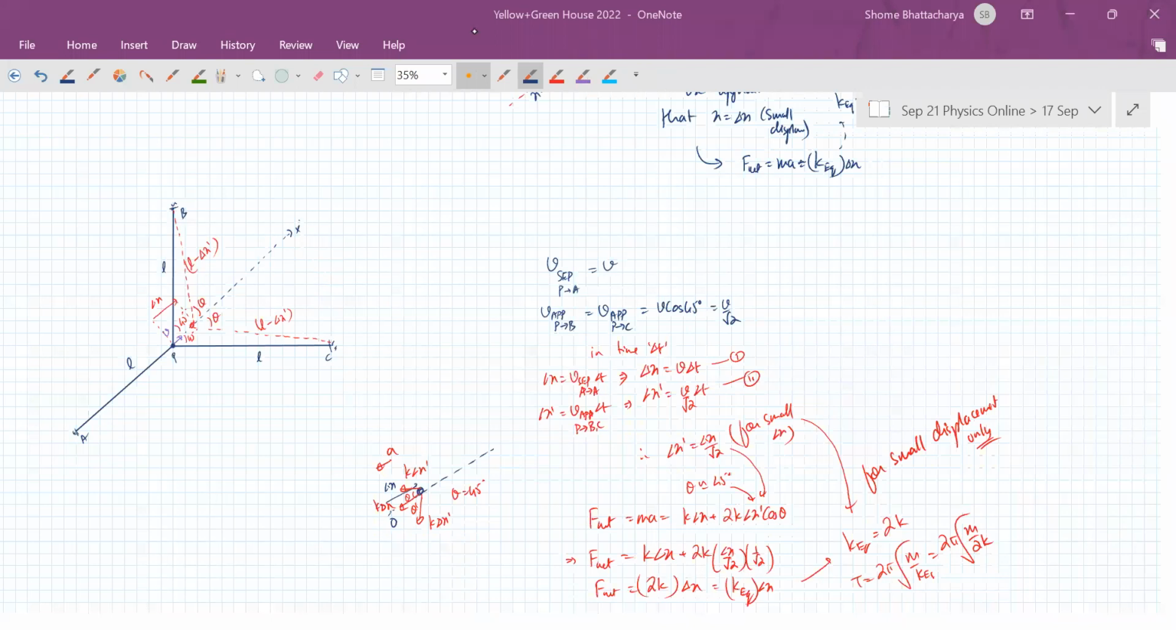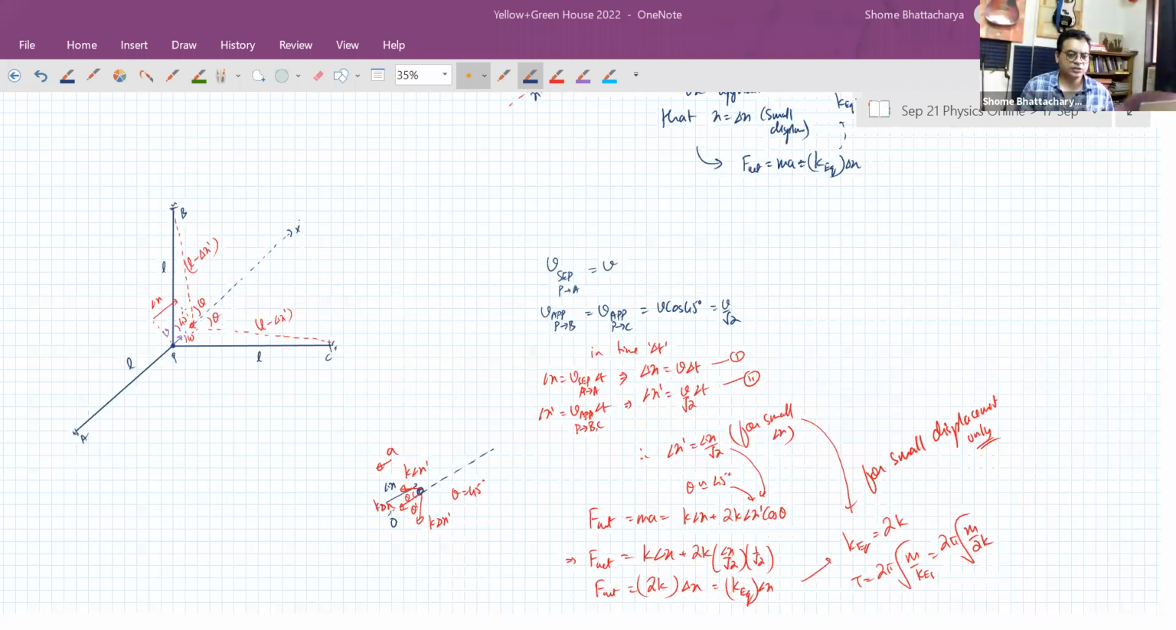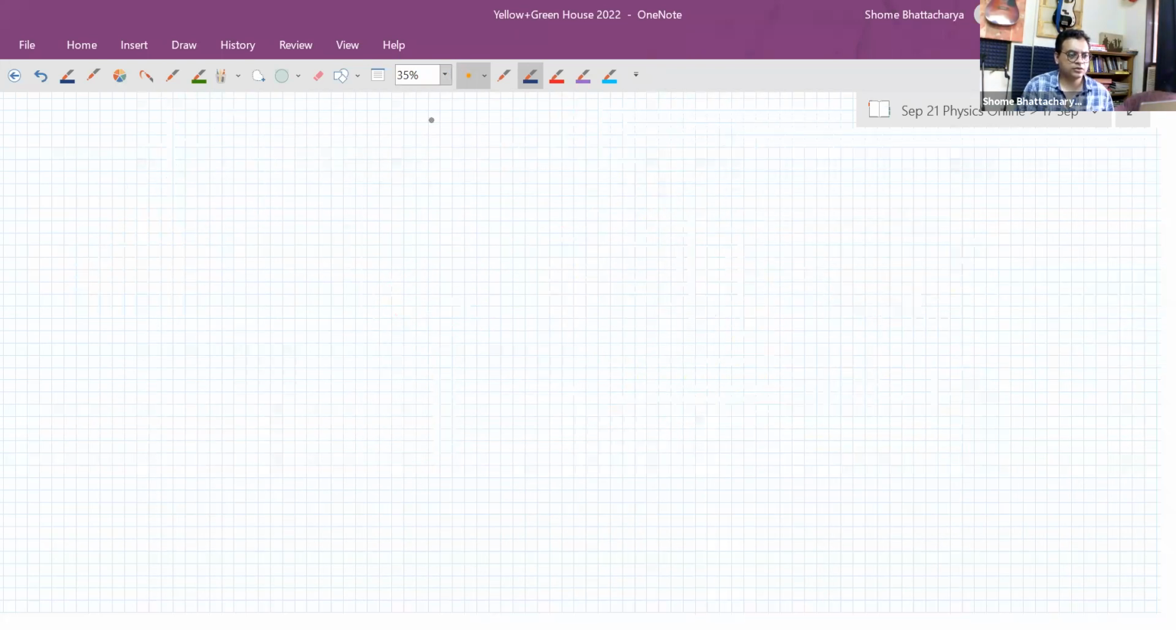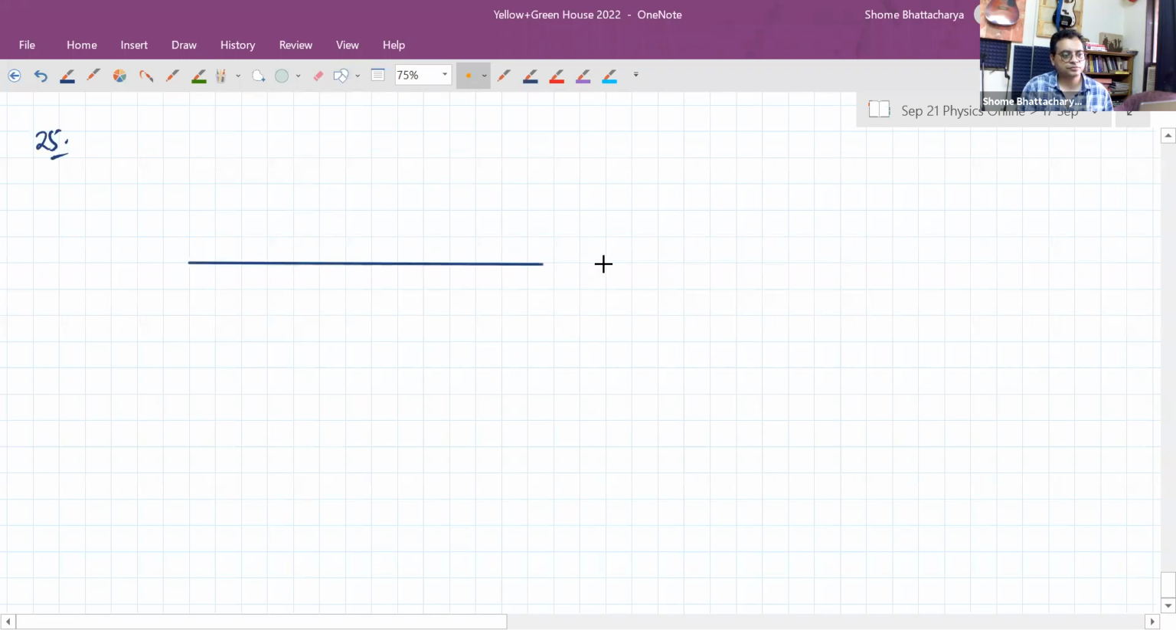Okay, so let's move on to the 25th question. The 25th question is again one where we have to use the concept of center of mass from mechanics, in addition to the simple harmonic motion concepts.